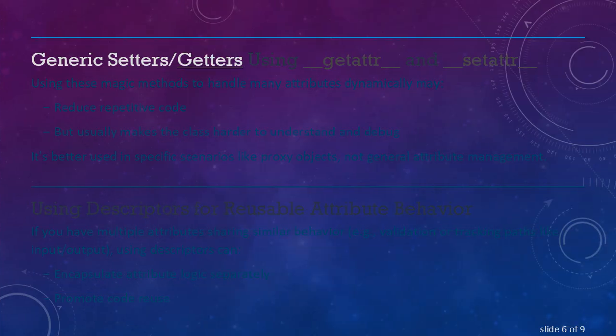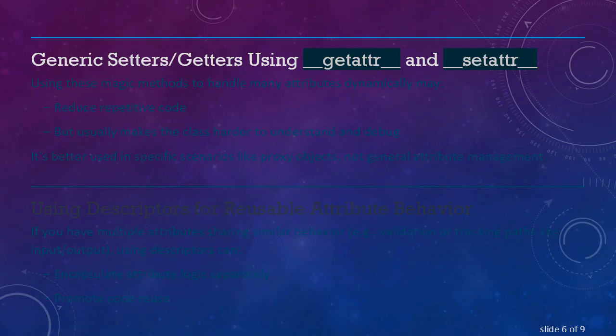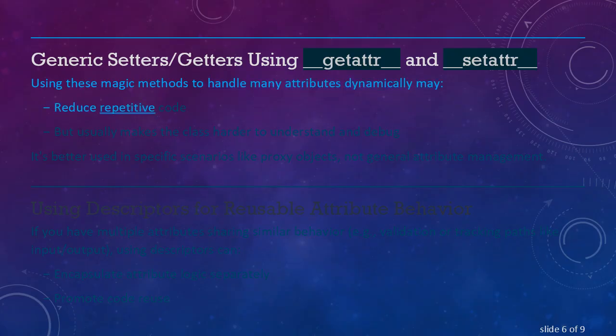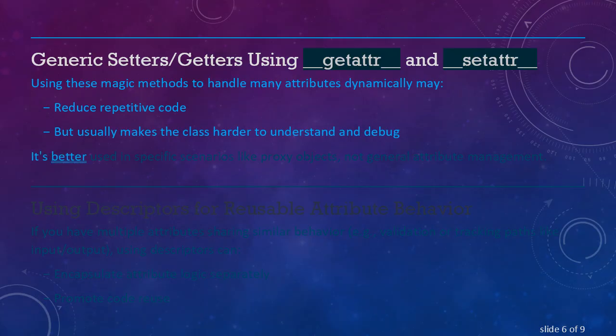Generic setters/getters using __getattr__ and __setattr__. Using these magic methods to handle many attributes dynamically may reduce repetitive code, but usually makes the class harder to understand and debug. It's better used in specific scenarios like proxy objects, not general attribute management.